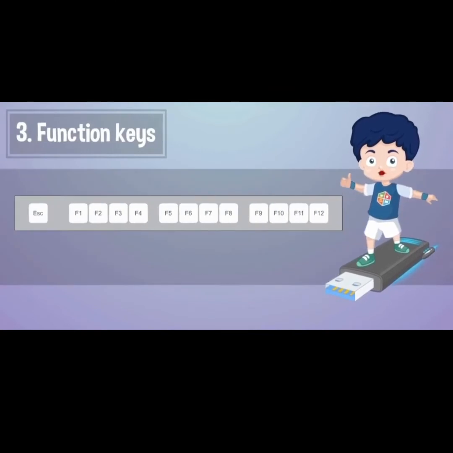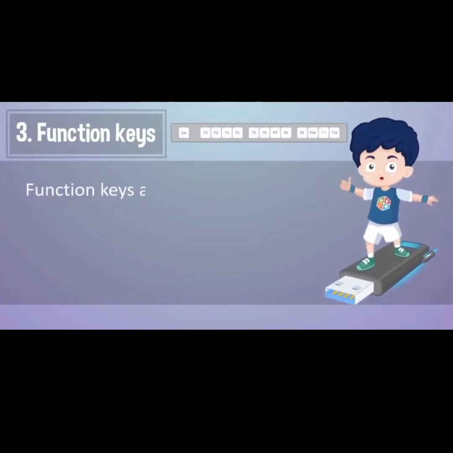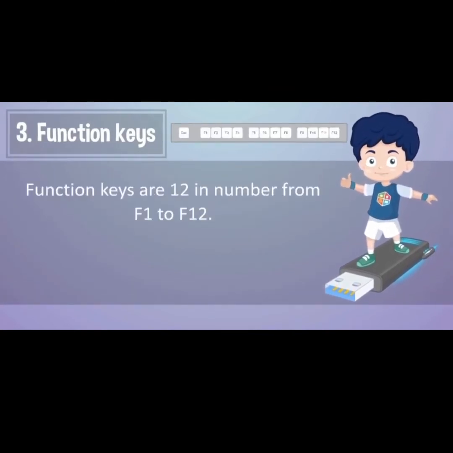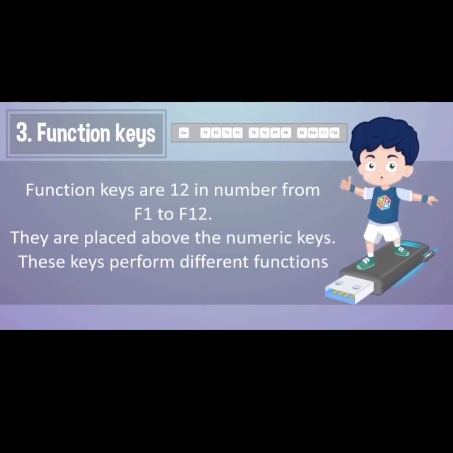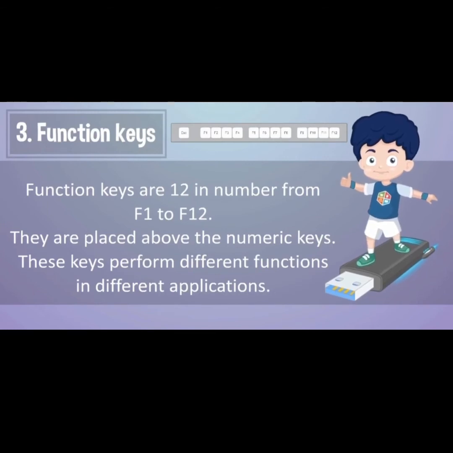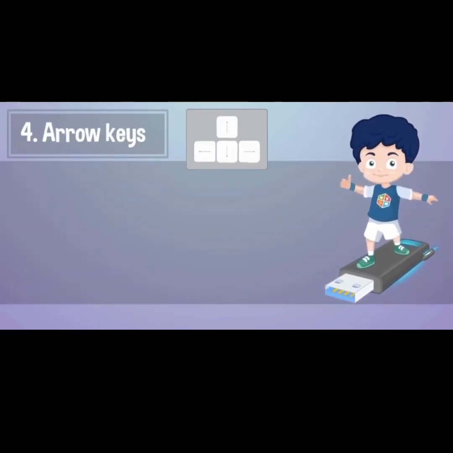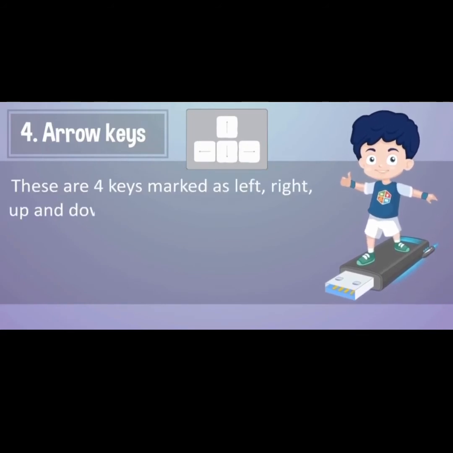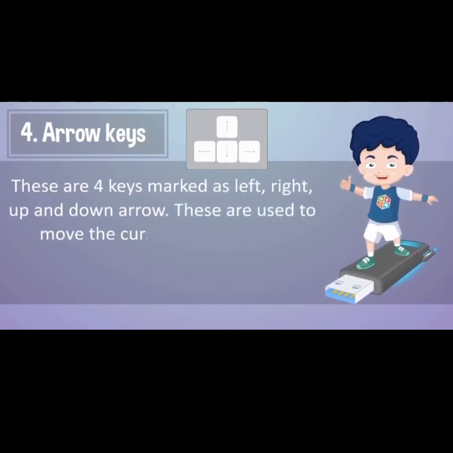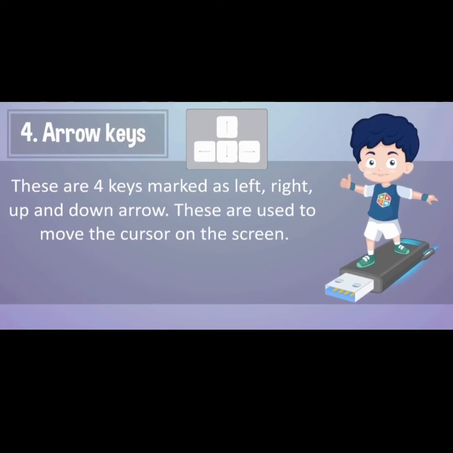Next, we have function keys. Function keys are 12 in number from F1 to F12. They are placed above the numeric keys. These keys perform different functions in different applications. Arrow keys. These are 4 keys marked as left, right, up and down arrows. These are used to move the cursor on the screen.